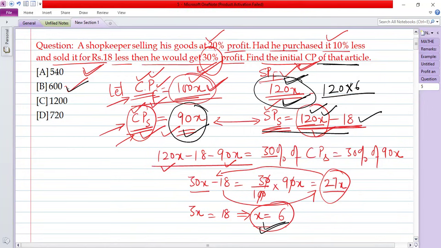So once again here, this difference is now the profit amount, and this profit is 30%. Okay, this is the new profit, and obviously this will be 30% of the new cost price. Please mind this thing.